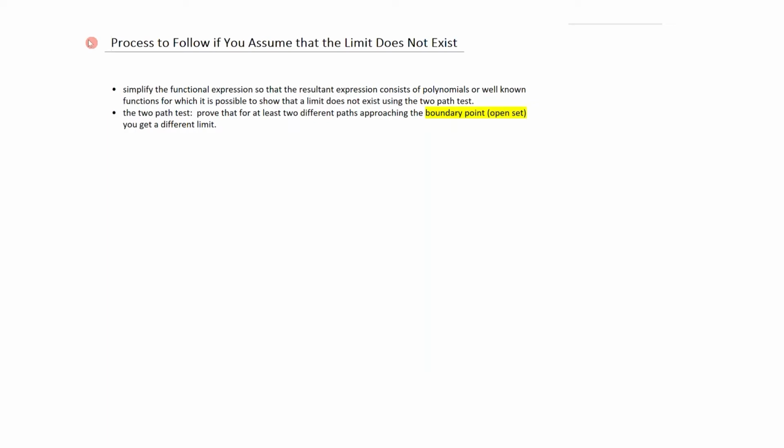The first thing we would do is to simplify the final functional expression so that the resultant expression consists of polynomials or well-known functions for which it is possible to show that the limit does not exist using the two-path test. The other is the two-path test, which is to prove that for at least 2 different paths approaching the boundary point, which means we're dealing with an open set, you get a different limit. So this is basically the process we follow.